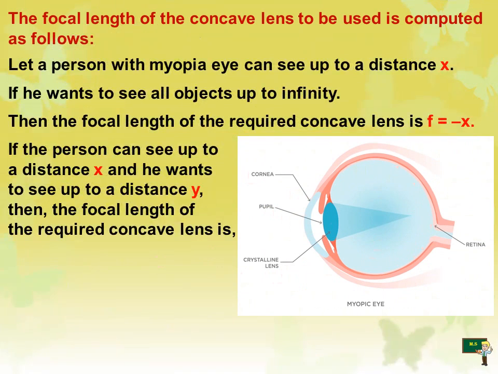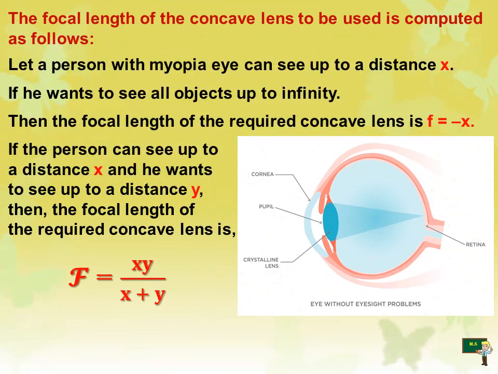Let a person with a myopic eye see up to the distance x. If he wants to see all the objects up to infinity, then the focal length of the required concave lens is f equal to minus x. And if the person can see up to a distance x and he wants to see up to the distance y, then the focal length of the required concave lens is f equal to xy divided by x plus y.